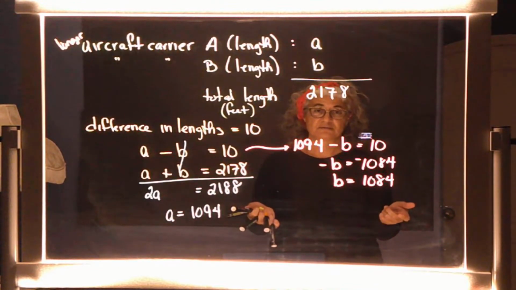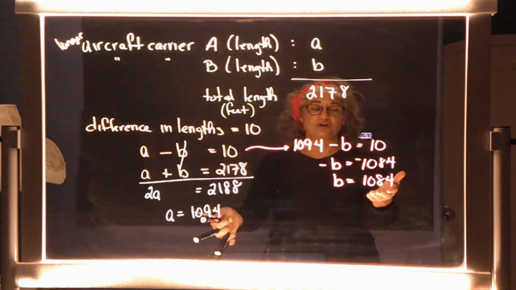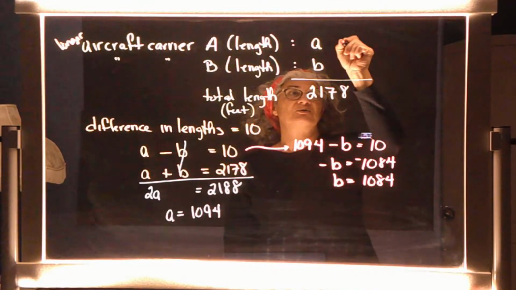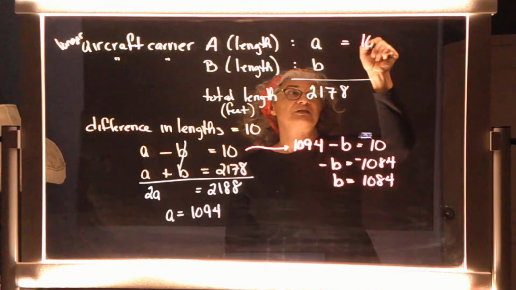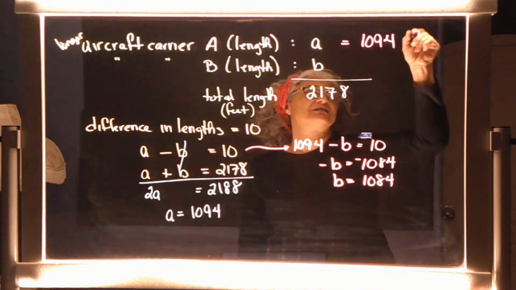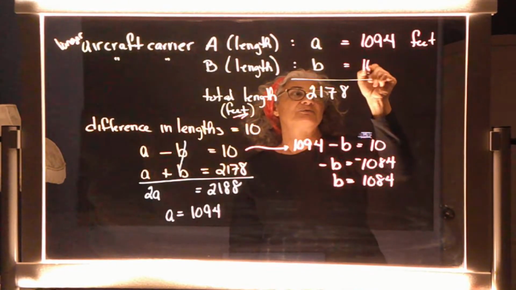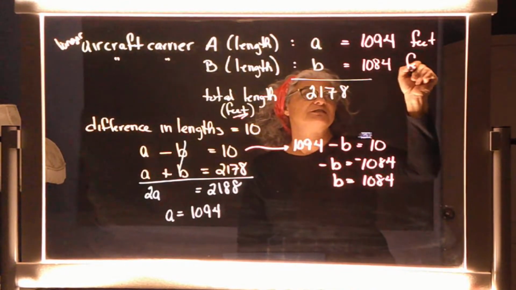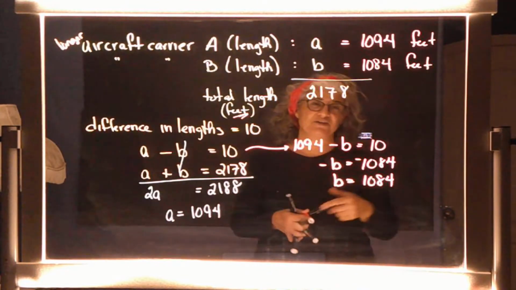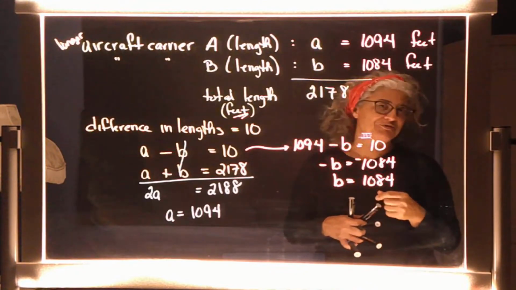Are we good? By the way, we said the difference in their lengths was 10, and A is longer than B, and there's a difference of 10 here, right? So we have aircraft carrier A is 1,094, what's my units? Feet, right? And aircraft carrier B is 1,084 feet. And if I add these together, I better get 2,178 feet. Cool, does this make sense? Hang in there, got another one for you.